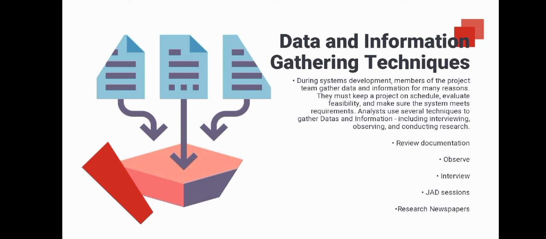Observe. Observing people helps system analysts understand exactly how they perform a task. Likewise, observing a machine allows you to see how it works. Surveys. Surveys obtain data and information from a large number of people. System analysts distribute surveys.